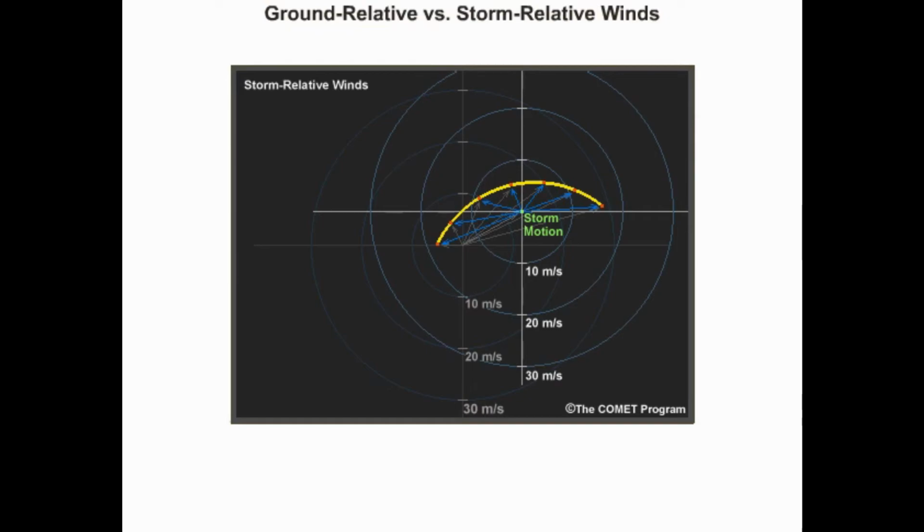To determine storm relative winds, we first reposition the reference frame so that the storm motion becomes 0. Then, we recalculate the environment winds from this point. This is the same as subtracting the ground relative storm motion vector from the ground relative wind vector at each level.